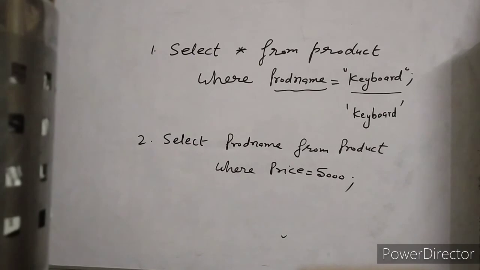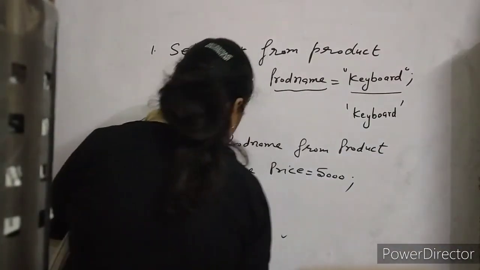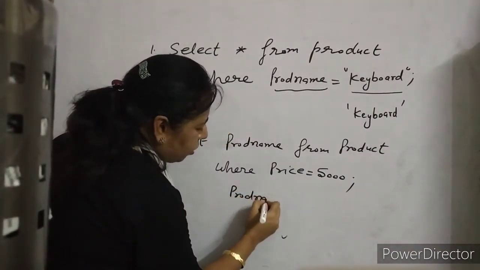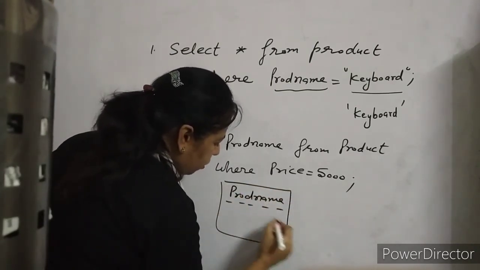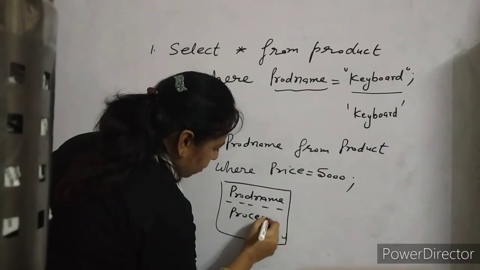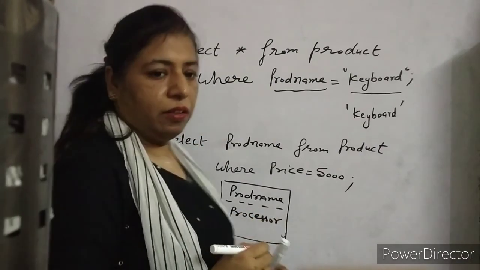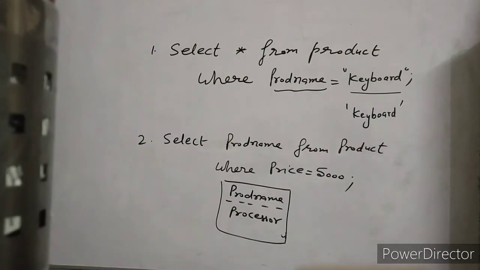Tell me, after watching your table, which record will be displayed. 5,000 price, processor. It means which product name you will get. You will get the output like that. This is my output, product name. If you execute this query in the system, you will get it like this. Product name, and you will get here processor. Clear? This way you will get the output when you work on the system. These queries you have to write at the MySQL prompt.